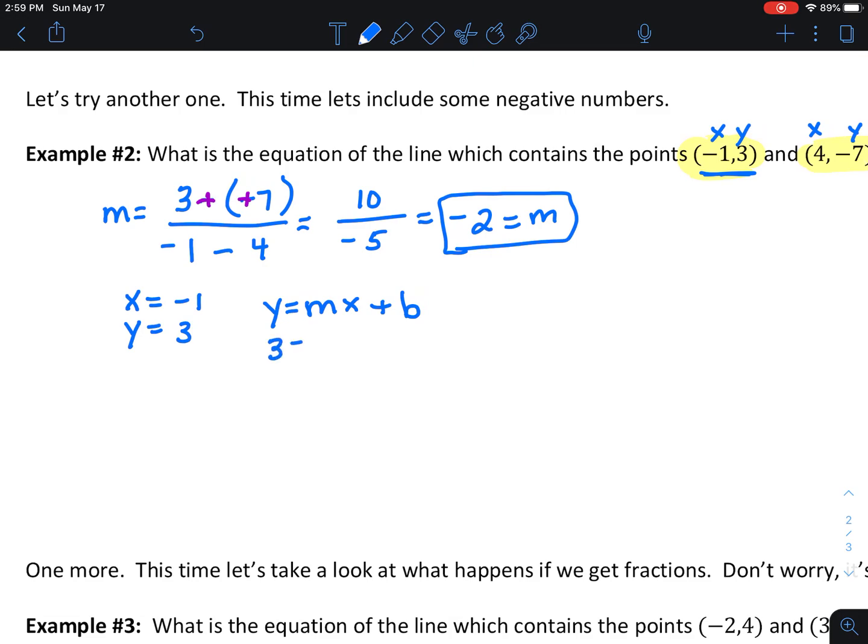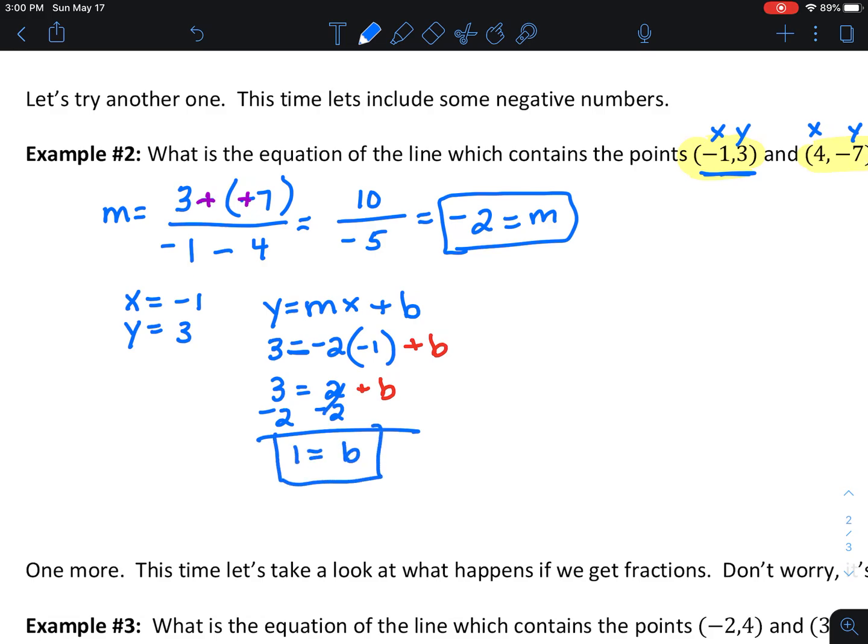So I'm going to write y equals mx plus b, and now I'm going to do some substitution. So y is 3 equals m is -2. So we have -2 times x, which is -1. And then remember, in this step, plus b gets to stay plus b. Little simplifying, 3 is equal to, now negative 2 times negative 1 is positive 2. So we have positive 2 plus b. And then we're going to subtract 2 from both sides to isolate b. And we get 1 equals b. I'm going to put that in a box.